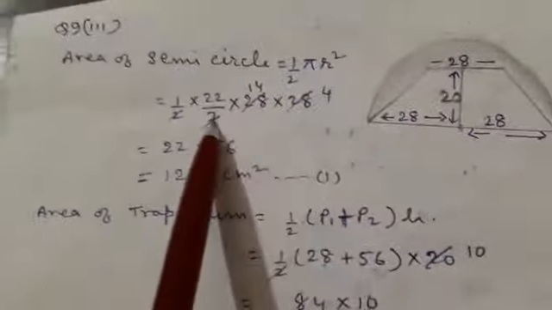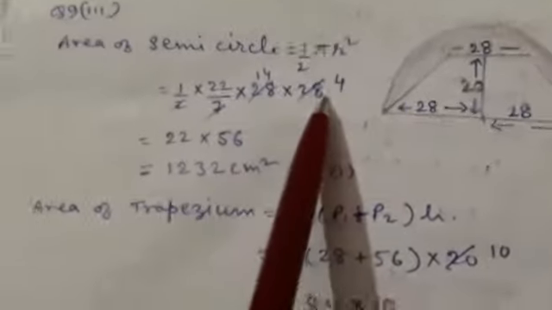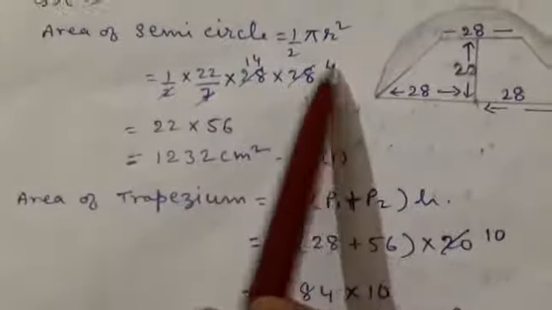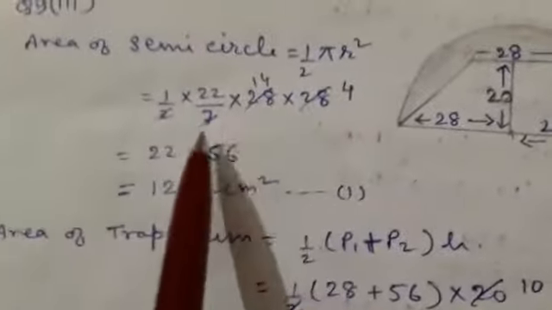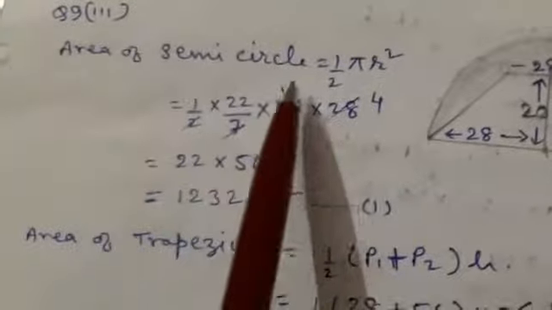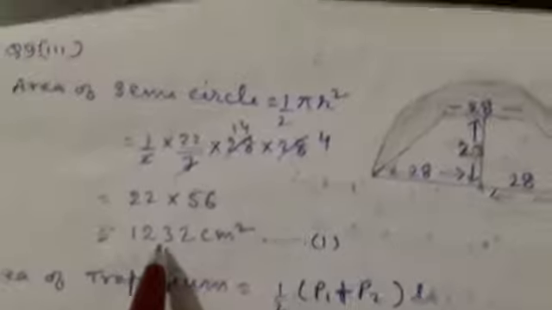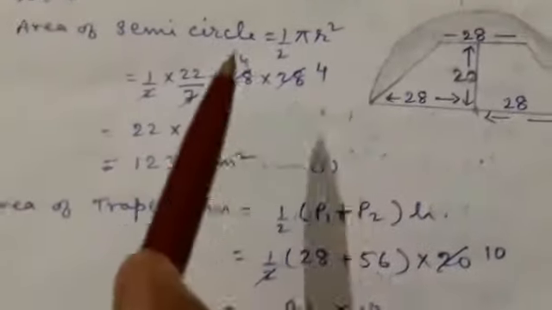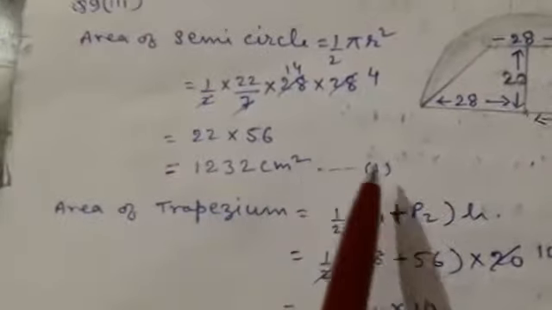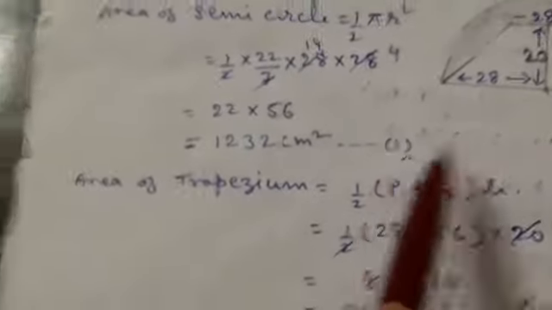So 1 by 2 into pi, which is 22 by 7, into what is r? R is given 28, into 28. So 7 4s are 28 and 2 14s are 28. Therefore 22 into 14 4s are 56. 22 into 56 is equal to 1232 centimeter square. This is our first equation.